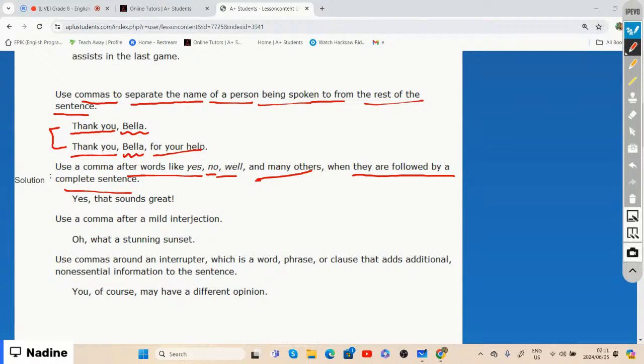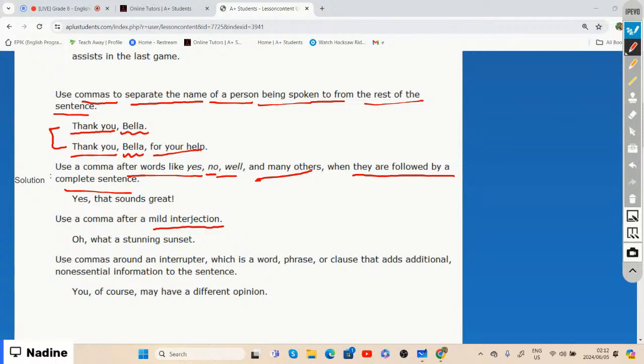We also use a comma after a mild interjection. It's like, "Oh, what a stunning sunset." We use a comma to separate oh from the rest of the sentence.